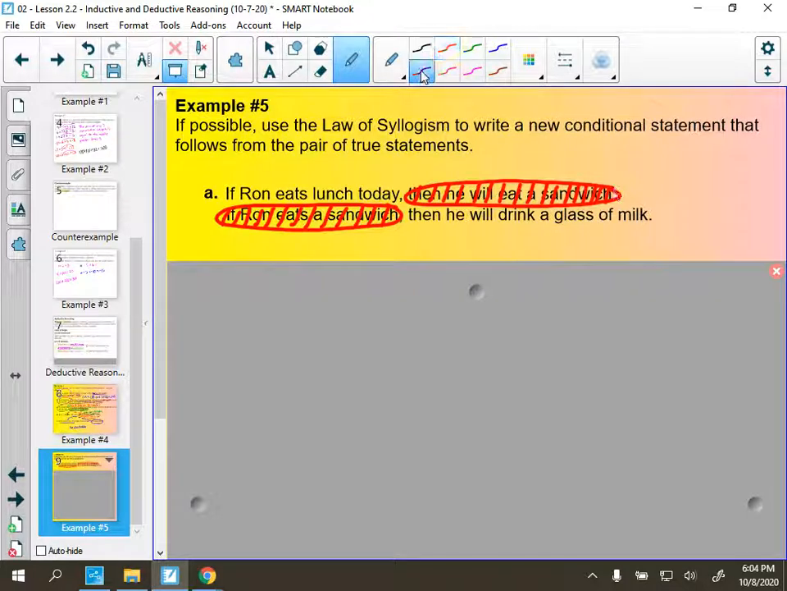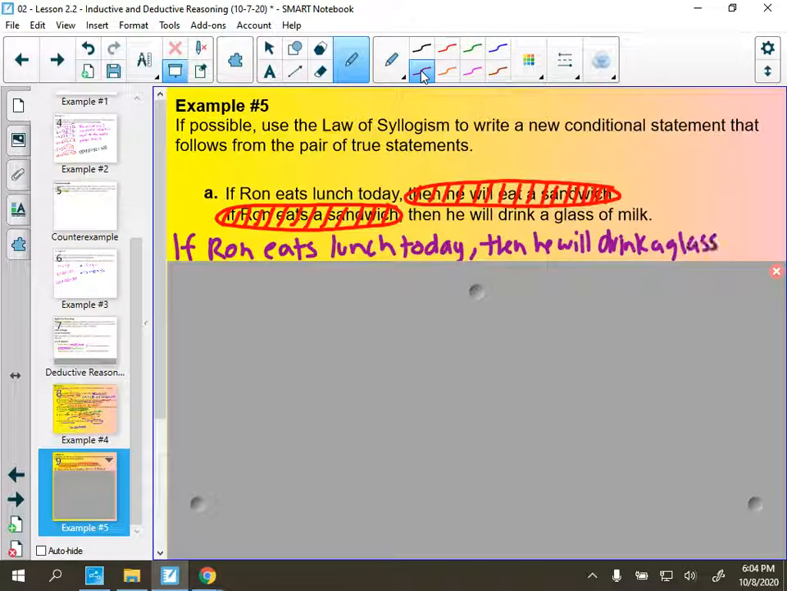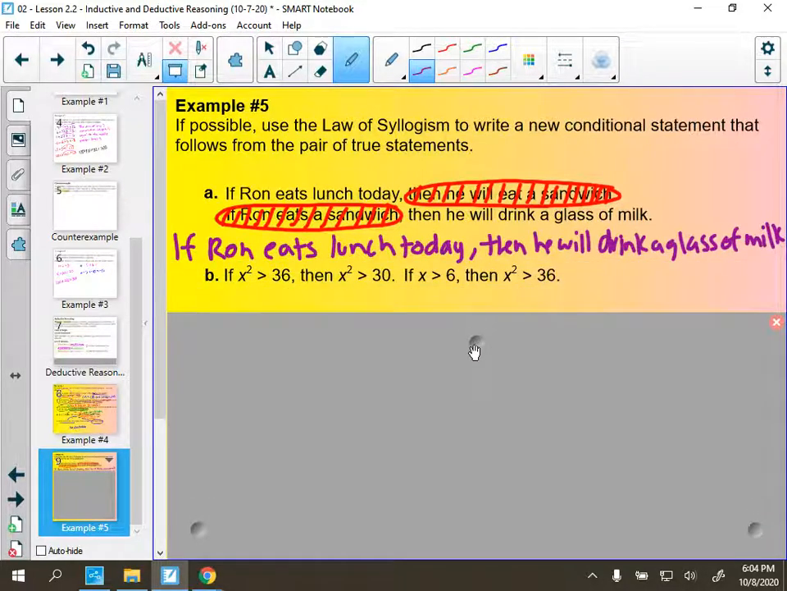So we can cut out that overlap and say that, and we do have to write it out, but I'm literally going to take it word for word: if Ron eats lunch today, then he will drink a glass of milk. All right, that's kind of just a classic example. We got everything overlapped. Let's look at another one, a more mathy one.